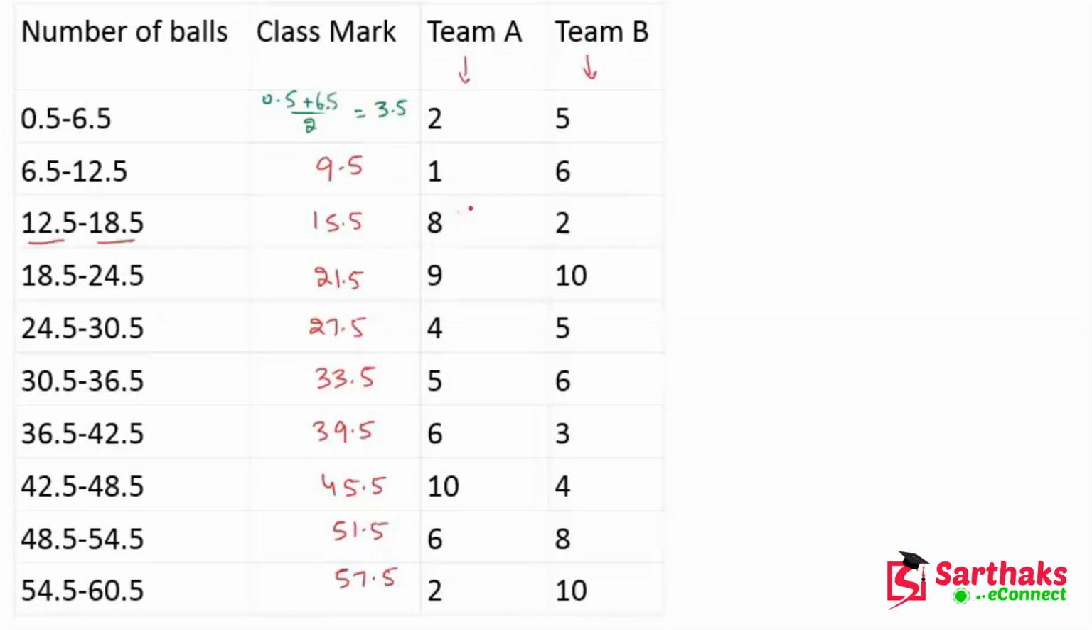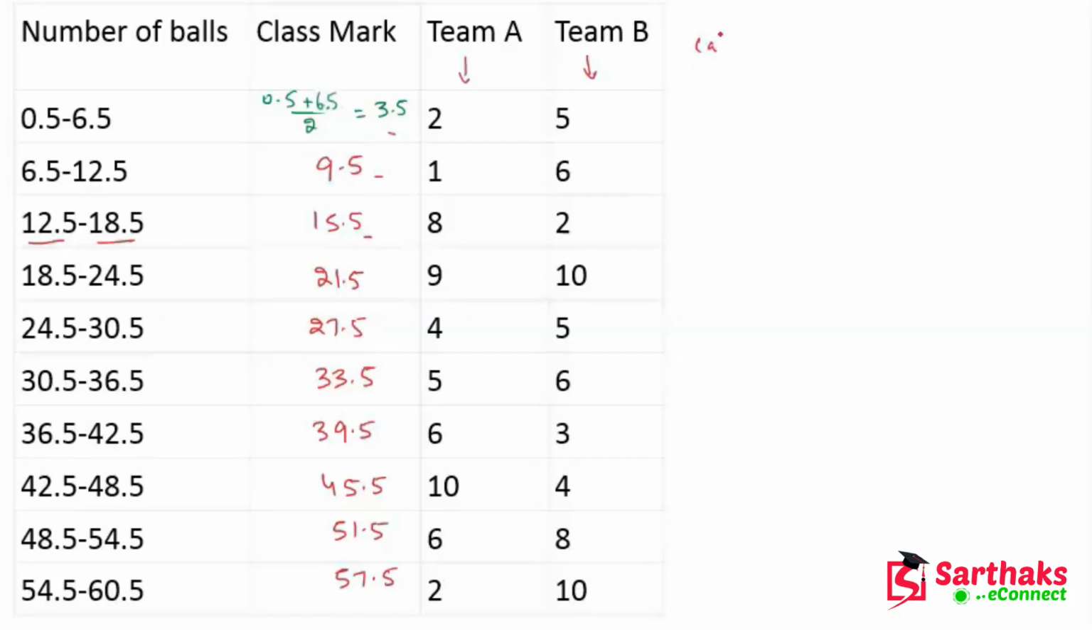Now first of all, we have to calculate the points where frequency is 0. It means we have to find the starting point and the ending point. For finding this, first we have to find the difference between two consecutive class marks. If we subtract 3.5 from 9.5, we get 6. It means 6 is the common difference. If we subtract 9.5 from 15.5, again we get 6.